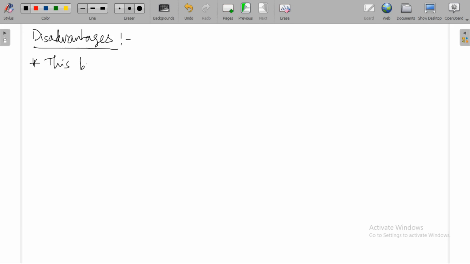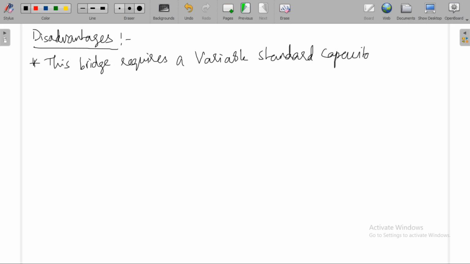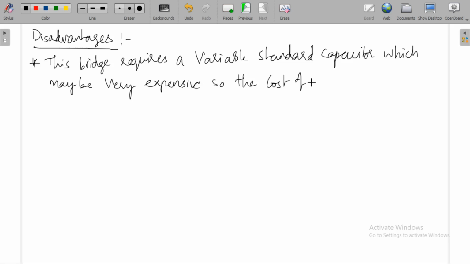This bridge requires a variable standard capacitor, which may be very expensive. So the cost of the bridge is more.